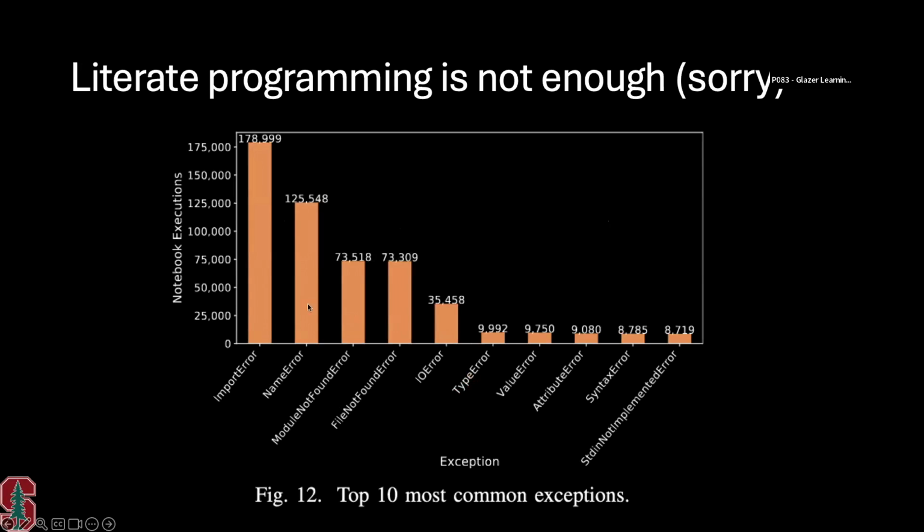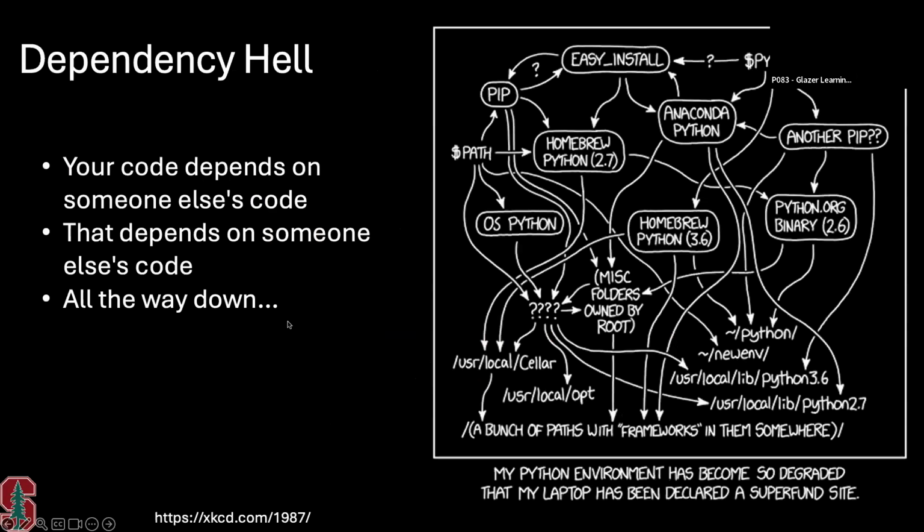Something like that? Yeah. So a lot of these errors were import errors, which in Python means that you have a dependency that you haven't solved. This is a description of dependency hell. Your code depends on someone else's code, that depends on someone else's code, that depends on someone else's code, and I can stand here all day saying that. So that is the problem that we would like to address.